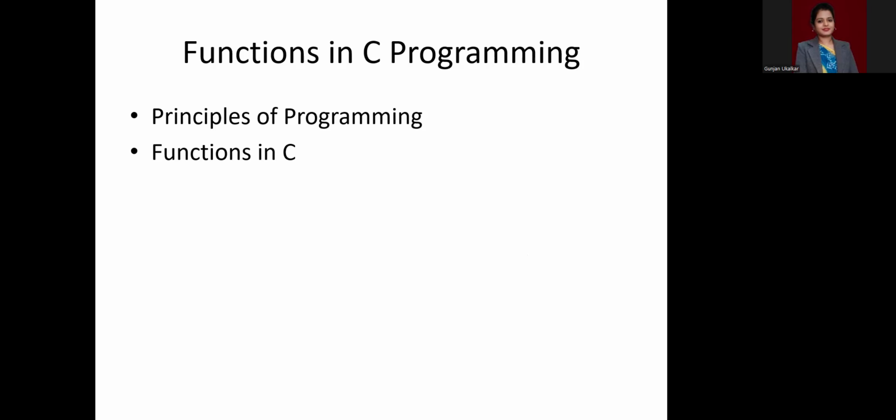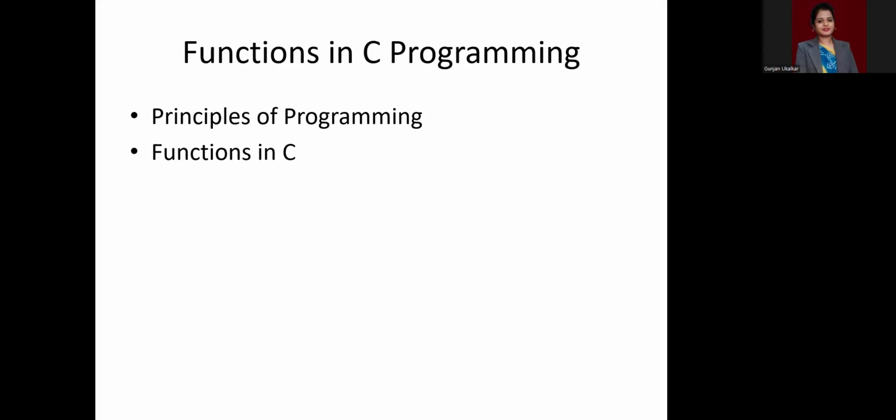In C programming, programs can become very large and complex. Writing all code inside the main function makes the program difficult to understand and maintain. To solve this problem, C provides functions. Functions help us divide a big program into smaller, manageable parts.